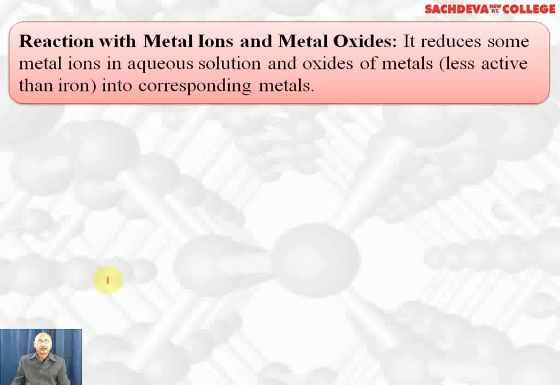Let's continue with properties of hydrogen: reaction with metal ions and metal oxides. It reduces some of the metal ions in aqueous solution, particularly those which are less reactive than hydrogen, and oxides of metals that are less reactive than iron. Iron oxide can also be reduced into the corresponding metals.